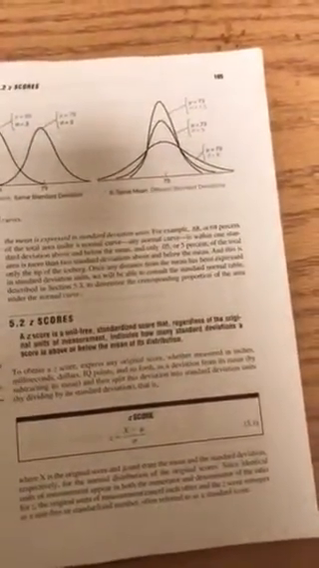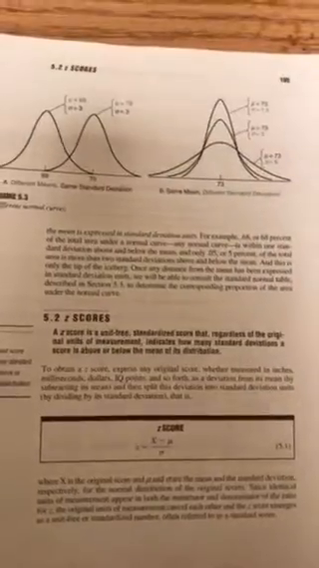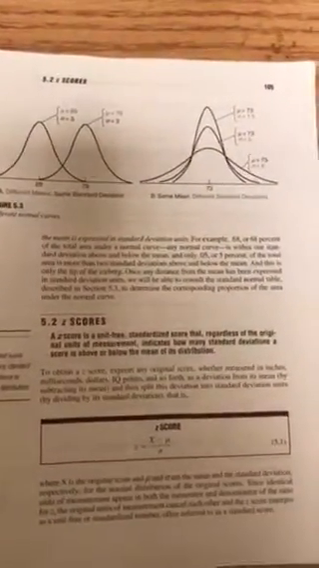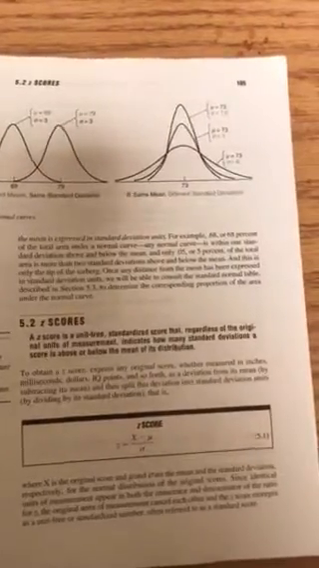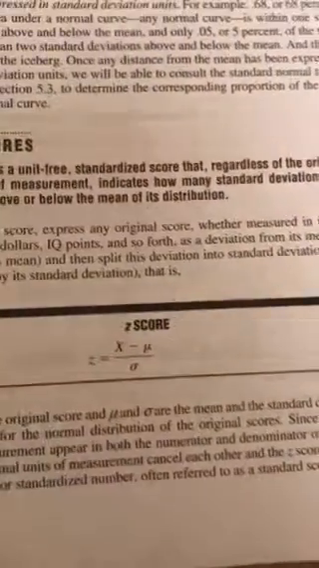And then go into z-scores. A z-score is a unit-free standardized score that indicates how many standard deviations a score is above or below the mean of its distribution. In order to obtain it, you'd express any original score as a deviation from the mean by subtracting the mean and then splitting the deviation into standard deviation units. And that's seen in this equation, z equals x minus mu over sigma.